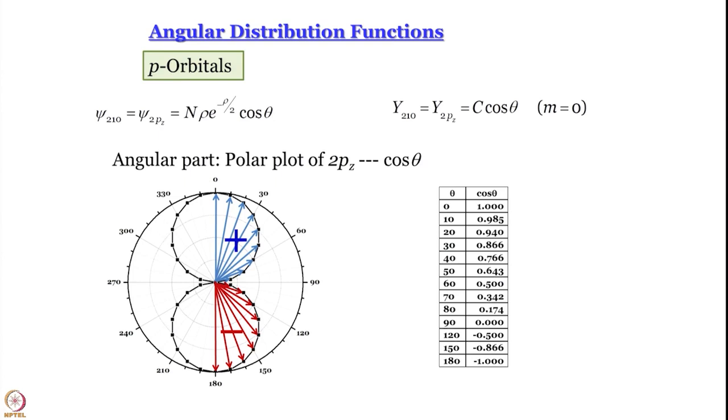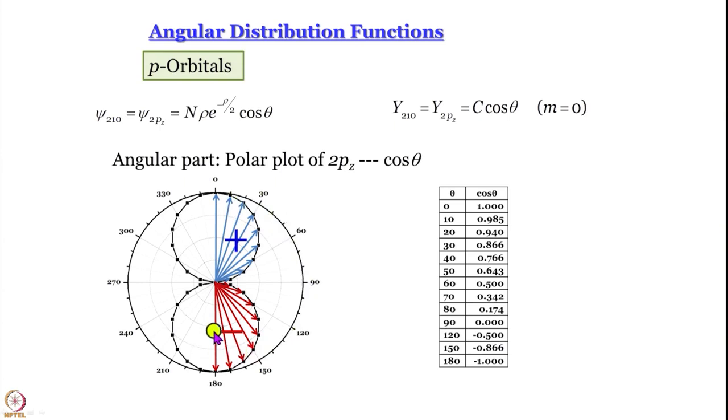When m is non-zero, we will see later on what happens when this phi part does not conveniently become 1 or a constant. We will see how to deal with that. But for now, the only angular part that we need to concern ourselves with is cos theta. How do we plot cos theta? I will just do a quick recap of what we had discussed 2 or 3 modules earlier.